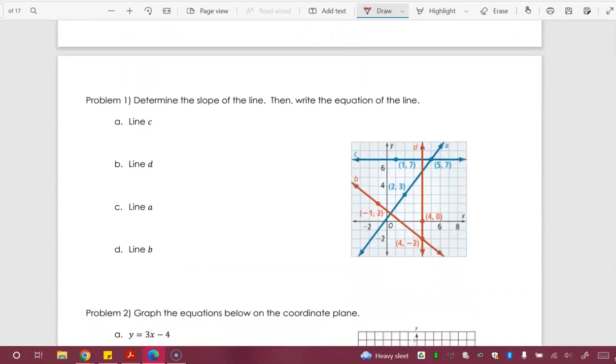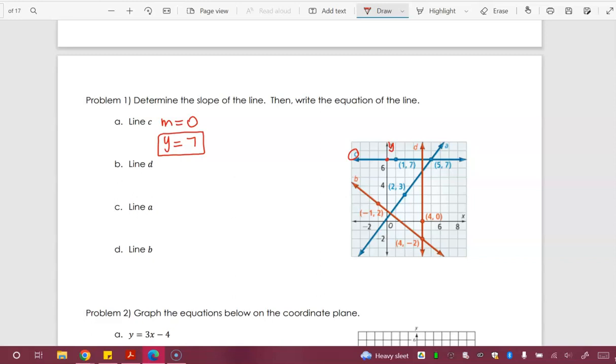So let's practice here. Let's look at the graph, and we're going to determine the slope of the line, then write the equation of the line. Okay, so for A, we're going to do line C. So here's line C. I notice right away it's a horizontal line, which means my slope, we just wrote down, is 0. And then if I write the equation of the line, notice it intersects the y-axis. Horizontal line, it's going to be y equals the number. It's intersecting at 7. Y equals 7 is the equation of the line.